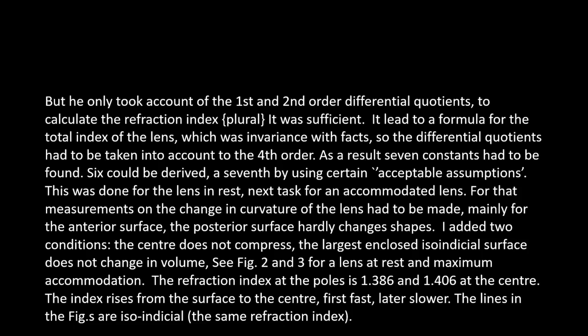I added 2 conditions. The center does not compress. The largest enclosed isoindicial surface does not change in volume. See figures 3 and 4 for a lens at rest and at maximum accommodation. The refraction index at the poles is 1.386 and 1.406 at the center. The index rises from the surface to the center, first fast, later slower. The lines in the figures are also isoindicial, that means they have the same refraction index, also remarked by me.